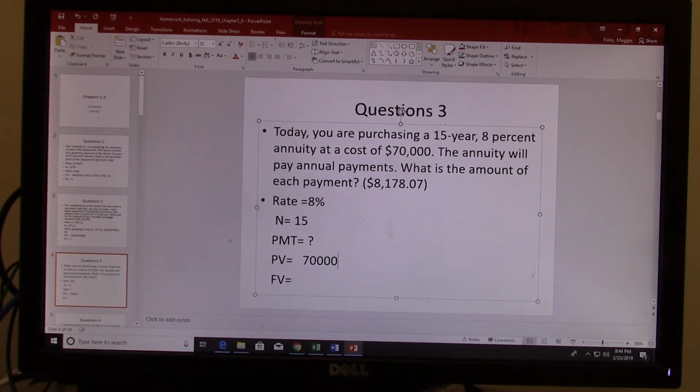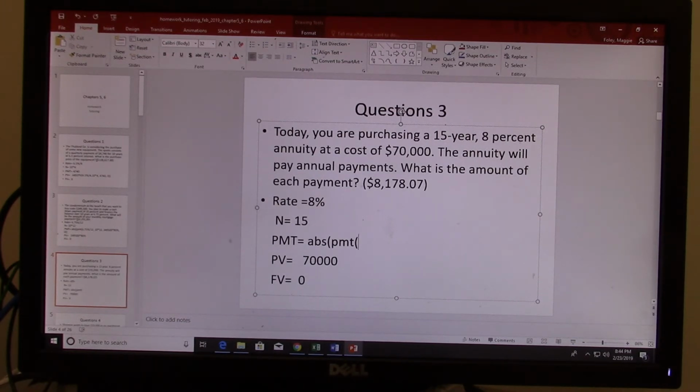And you withdraw a fixed amount every year for 15 years. In the end, this account should have no value. So future value should be 0. So again, we should use the PMT function. So ABS PMT as a function.